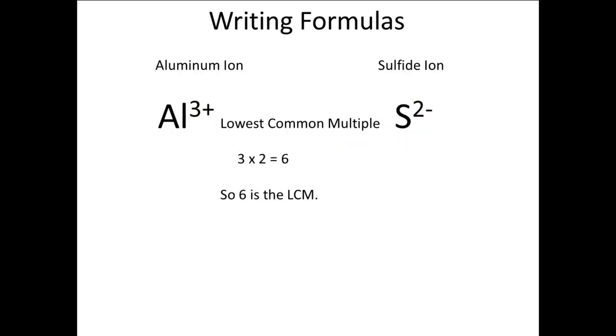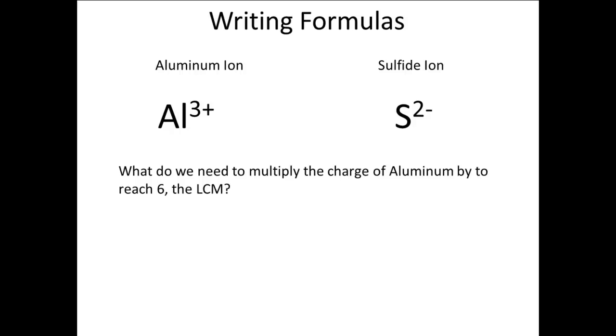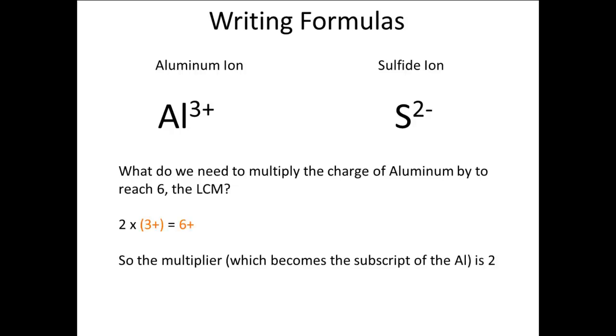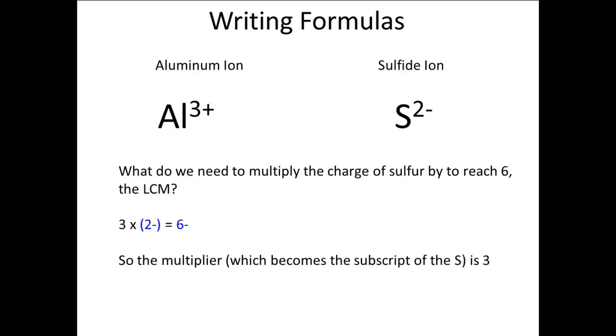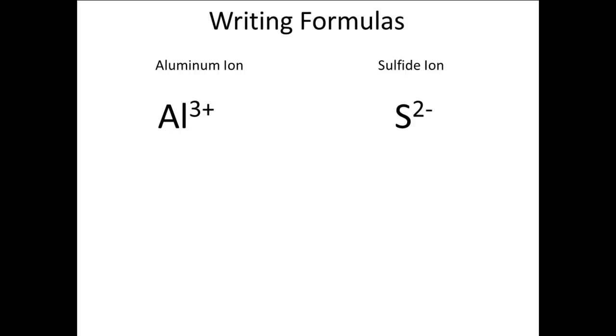In this case, the lowest common multiple for 3 and 2 is 6. So the multiplier for Al3+ is 2. And the multiplier for S2- is 3. So the formula is Al2S3.